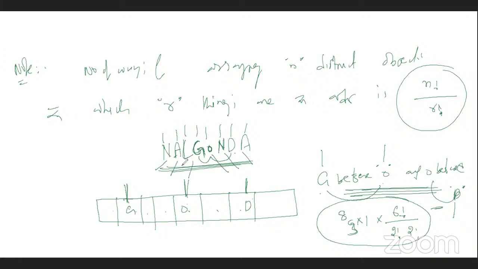This question could note change. Find the number of ways of arranging all the letters of the word Nalgonda such that G before O and O before D. Before means not immediately before. Write down that also. And somebody thinks before means immediately before.